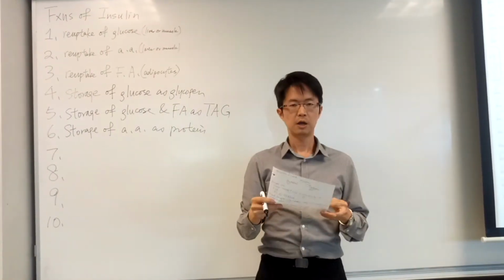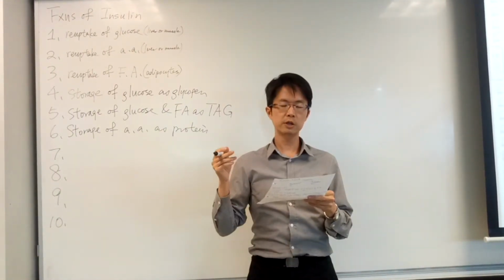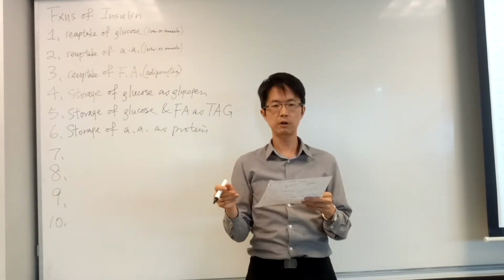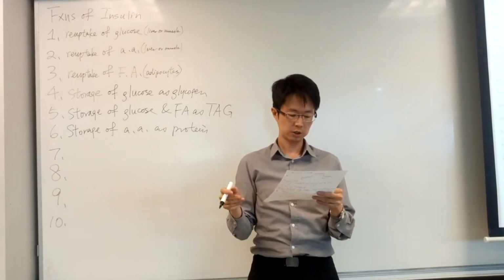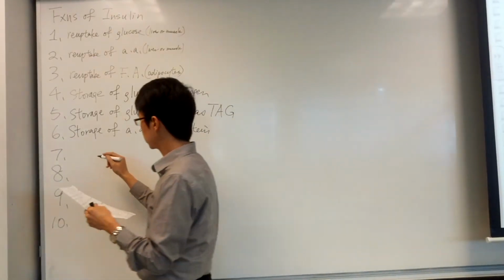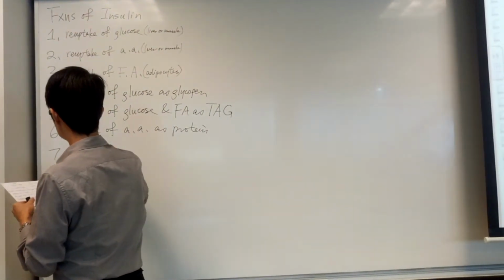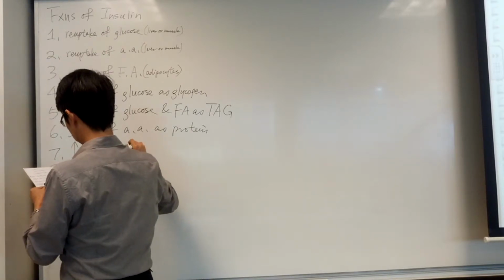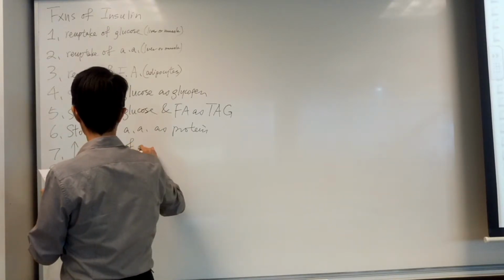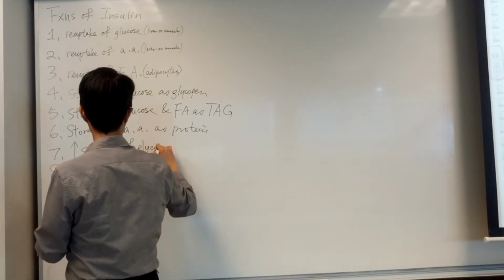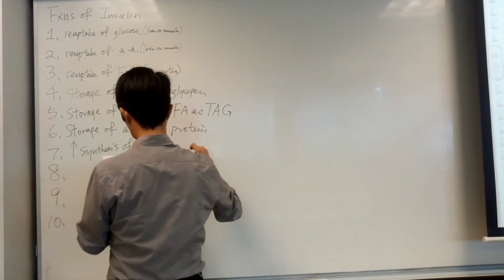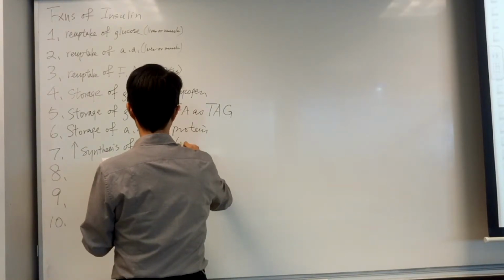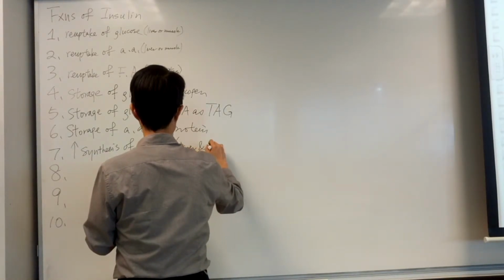Of course, during the endocrine system, we already learned that insulin can convert glucose into glycogen. So insulin can increase the synthesis of glycogen, of course in liver and skeletal muscle.